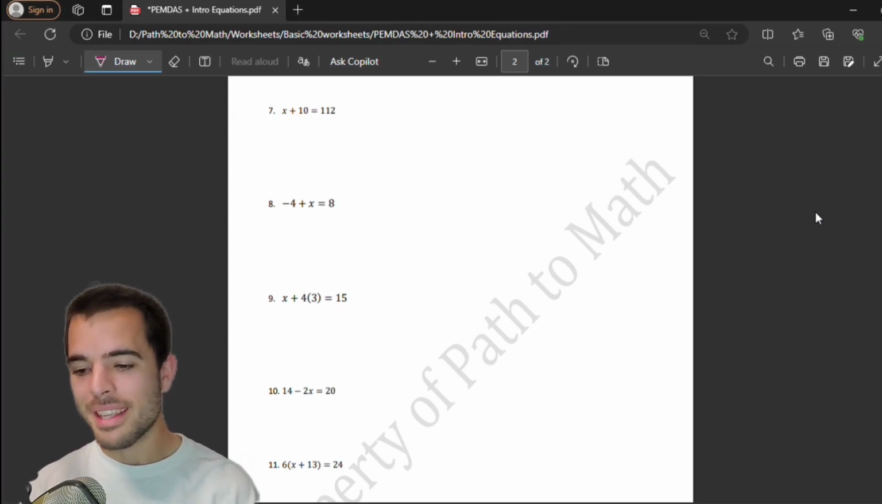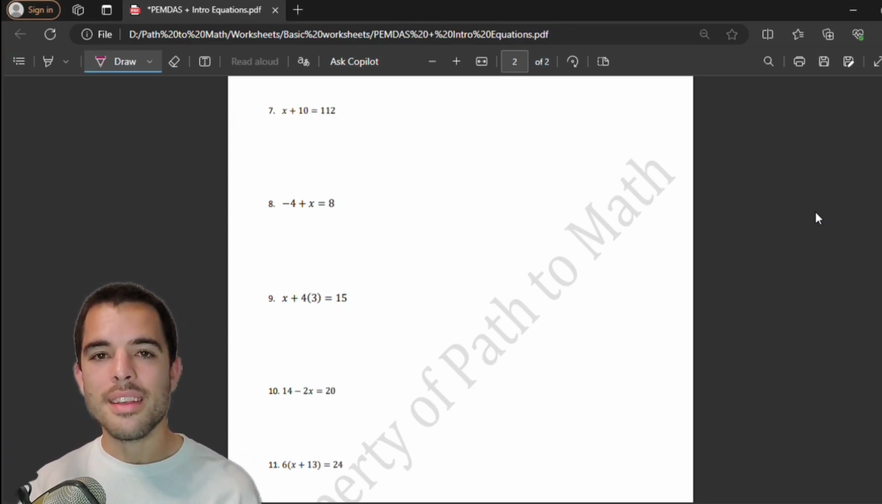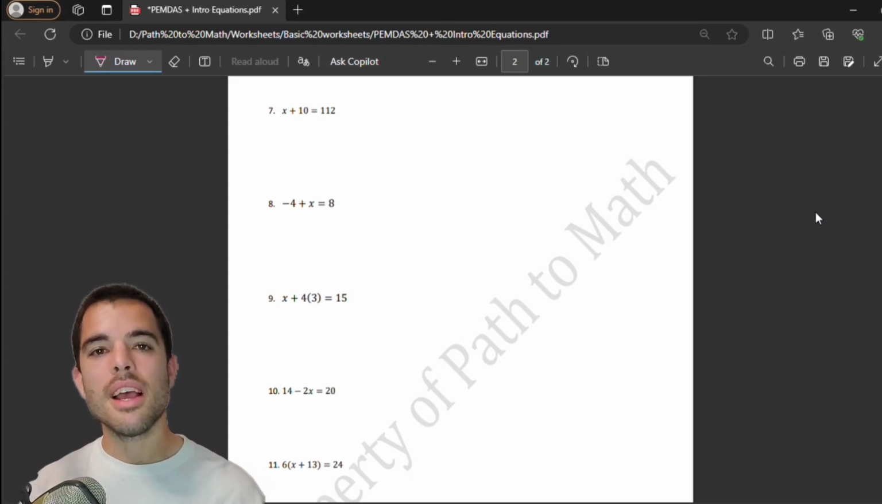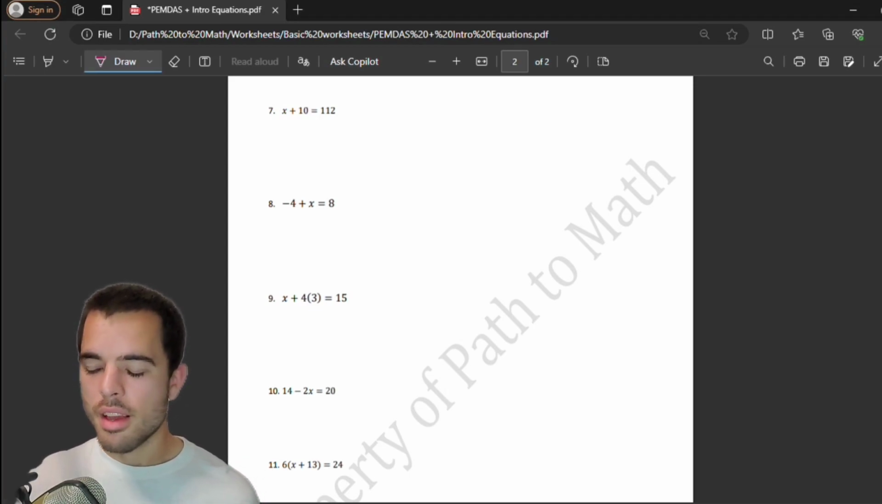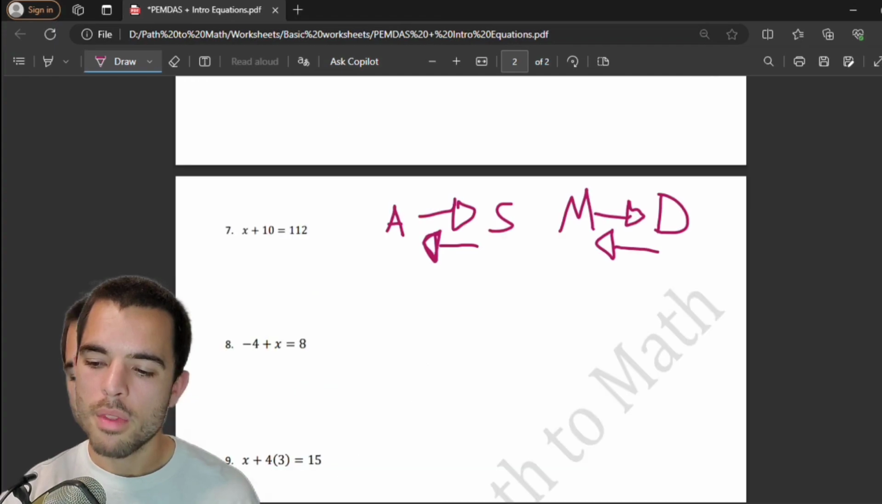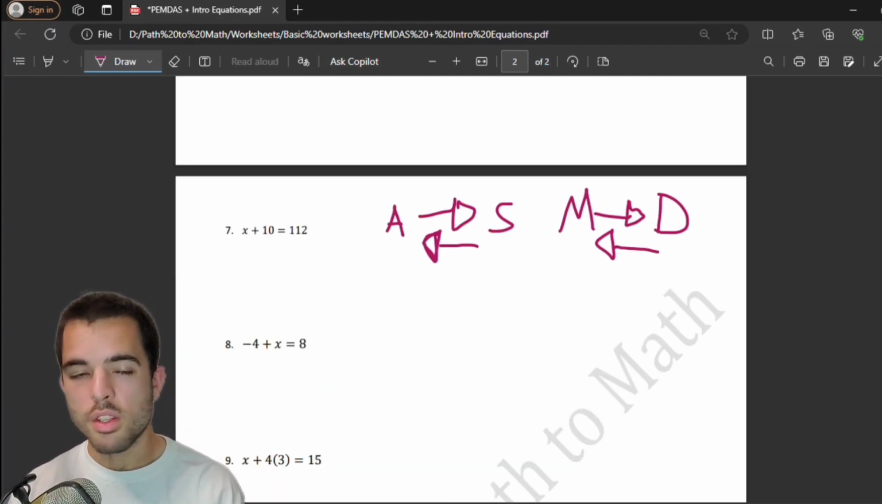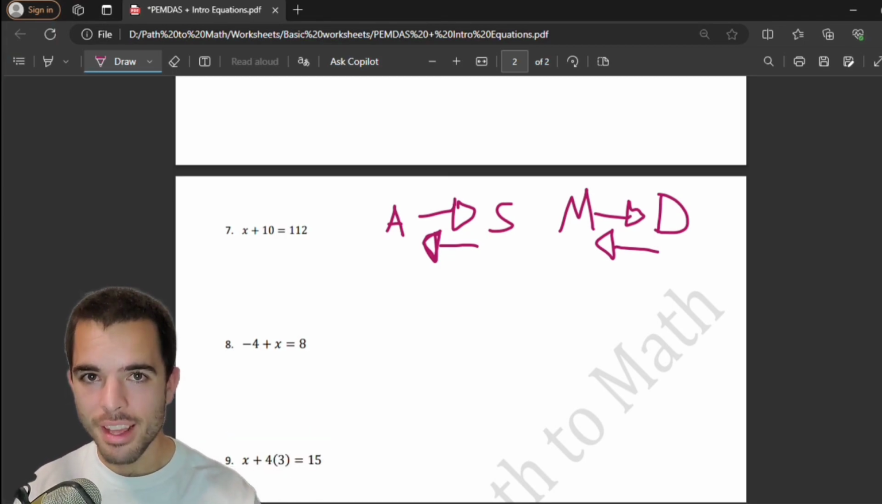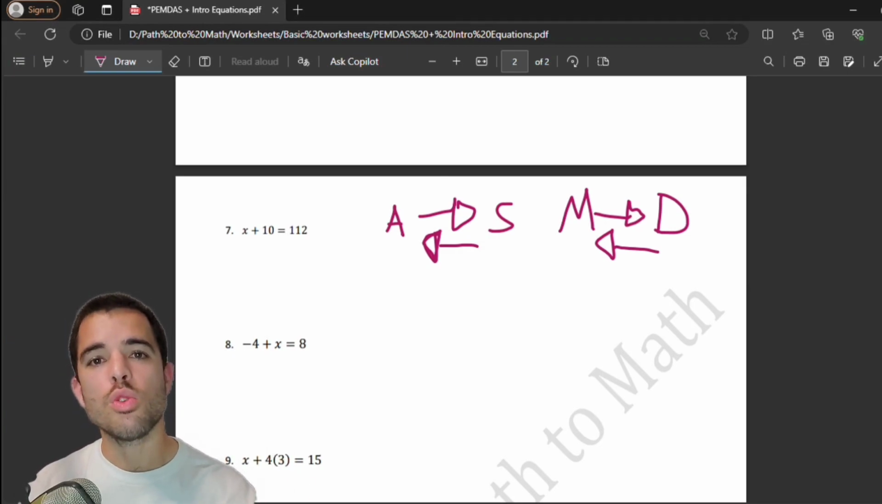Number 7, we have x plus 10 equals 112. The key to solving for a letter is the rule of opposites. You do the opposite operation, which sounds crazy, but what are these operations that I'm talking about? So the opposite operations we need to know and practice are addition and subtraction. They negate each other. We use those against each other. And then multiplication and division. The whole reason for this is because we need to move everything that isn't a letter X to the other side of the equal sign. And you can only do that by using the rule of opposites.